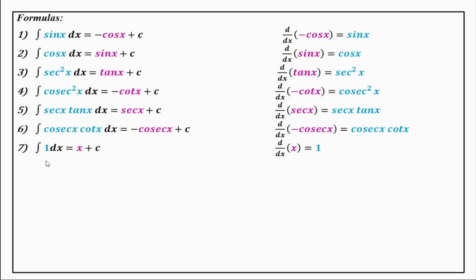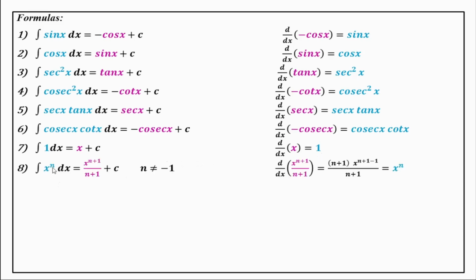Now integration of 1 is x because differentiation of x is 1. Integration of x to power of n is x to power of n plus 1 by n plus 1. And here one condition, n should not be equal to minus 1. If it is equal to minus 1, the denominator will be 0 and the function will not be defined.